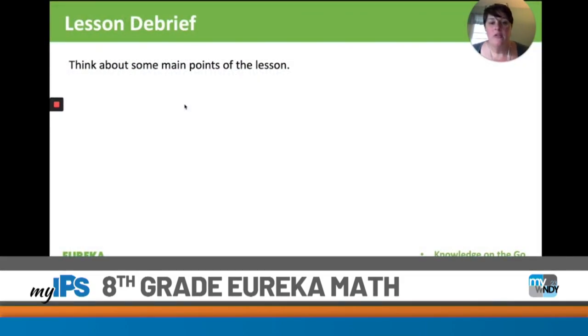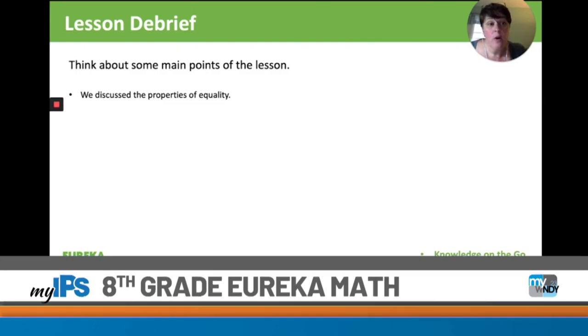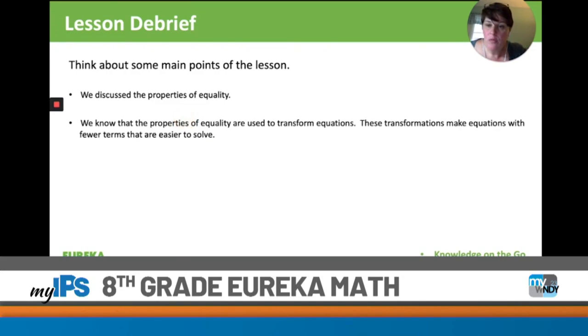Let's think about some main points of the lesson that we did today. So the first one is that we discussed the properties of equality. Remember today that we talked about those 4 properties, and then we played that game where you had to match them? We know that the properties of equality are used to transform equations, and these transformations make equations with fewer terms that are easier to solve. Yes, we definitely saw that, and we worked through. Remember, we took the highlighter so that we could see each of those pieces? I thought that was really helpful today.